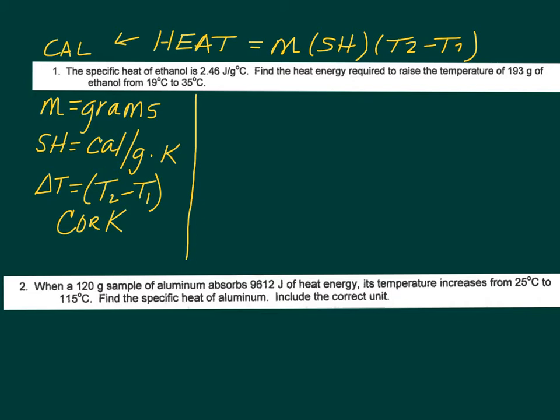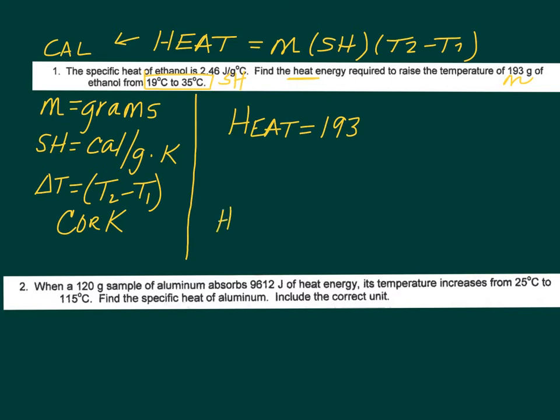So let's look at this problem. The specific heat of ethanol, so they gave us that, so that's my SH. Find the heat energy, so they're asking me to find heat required to raise the temperature of 193 grams, there's my mass of ethanol, from 19 to 35. So there is my change in temp. So heat is going to equal my mass, 193.